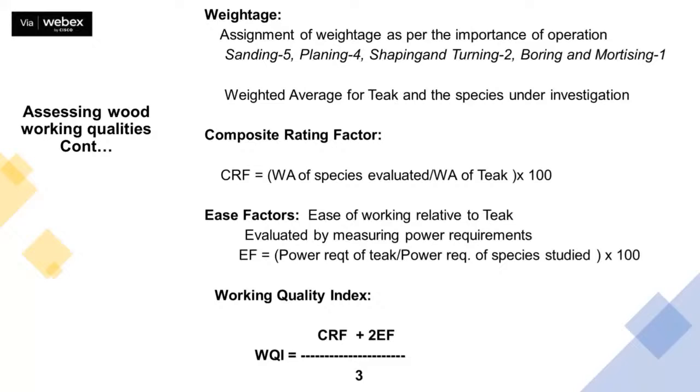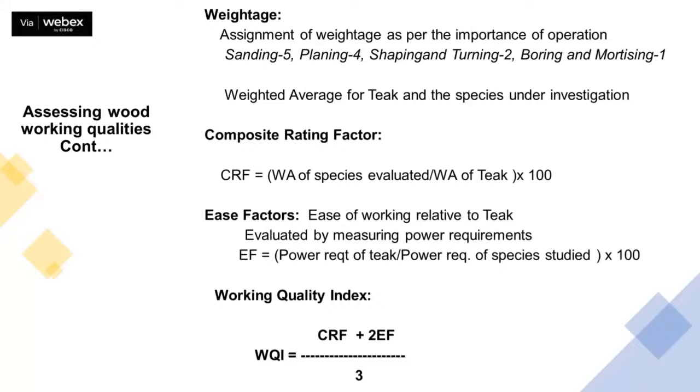Mostly it is the electrical energy. Then everything is taken into account, and the woodworking quality of a particular species is expressed with respect to teak, and that we call the working quality index. So based on the working quality index, the species is recommended, whether it is inferior, at par with teak, or better than teak.